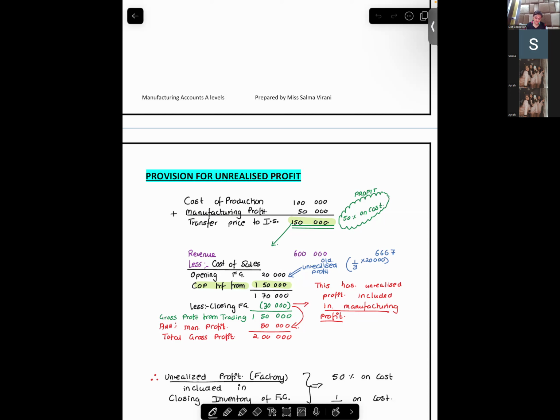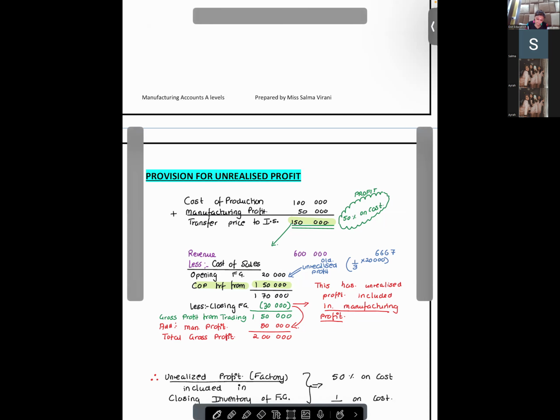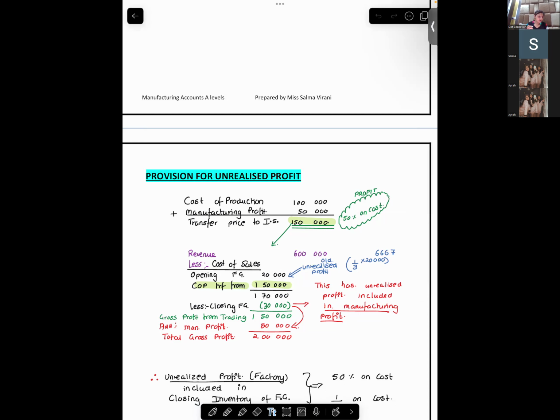So this unrealized profit you have to remove from your total gross profit so that you can take benefit only of the profit that you have earned. So the unrealized profit you have to remove it. To remove the unrealized profit, you will do opening PUPA minus the closing PUPA. That means unrealized profit included in the opening inventory minus unrealized profit included in the closing inventory.